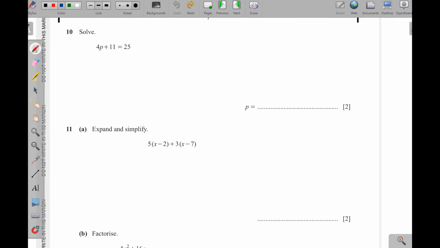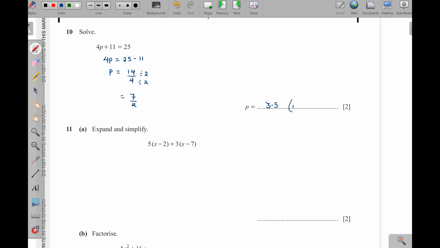Okay. Question 10. Solve 4p plus 11, which is equal to 25. We make p the subject. So this is a plus, it is undone by subtraction. So that means we shall have 4p, which is equal to 25 minus 11. And 25 minus 11 will be 14. Then we divide by the 4, because to undo the multiplication, we do a division. Now, by 2, and also here by 2, I can get 7 over 2, which is the same as 3.5.